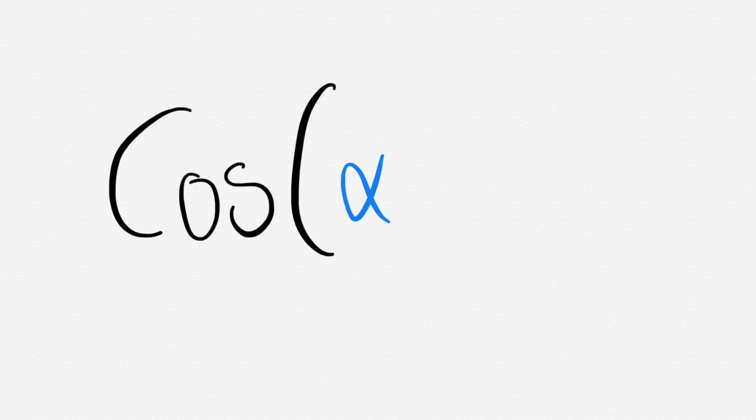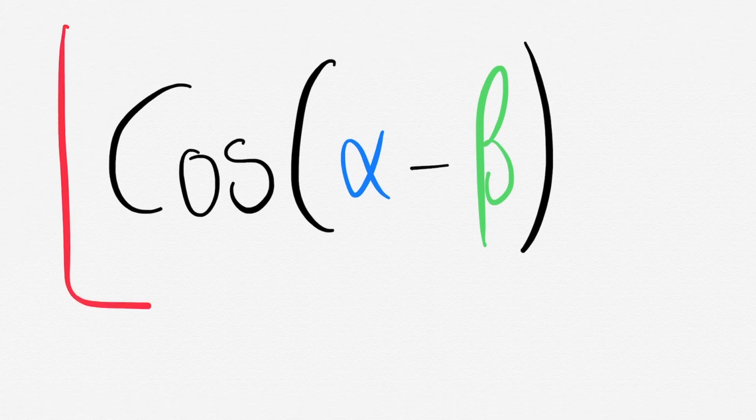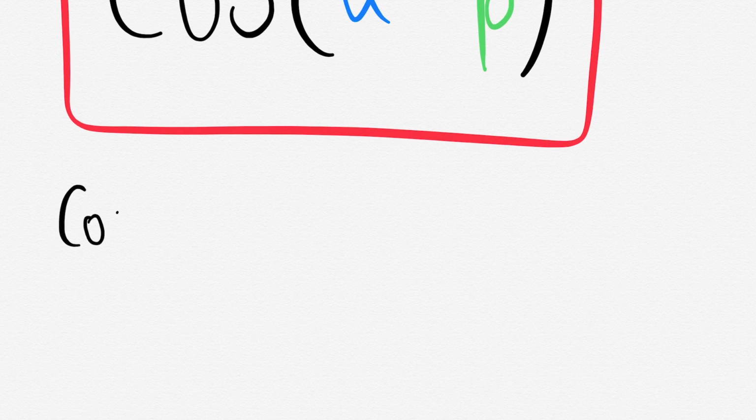Here we will be continuing with a couple more examples, and we'll be dealing with the cos of alpha minus beta. Alright, so there we have it. We've got the alpha in blue and the beta in green. Let's put that in a box. Just take note of the sign, it's negative.